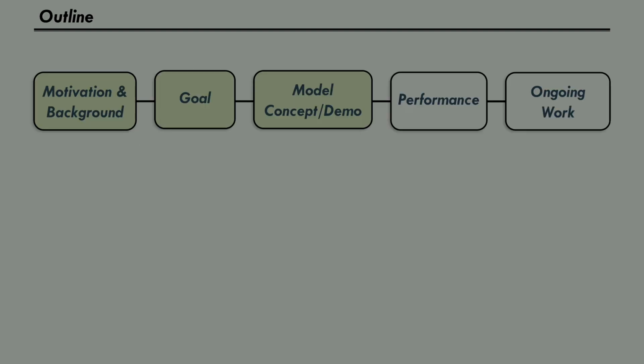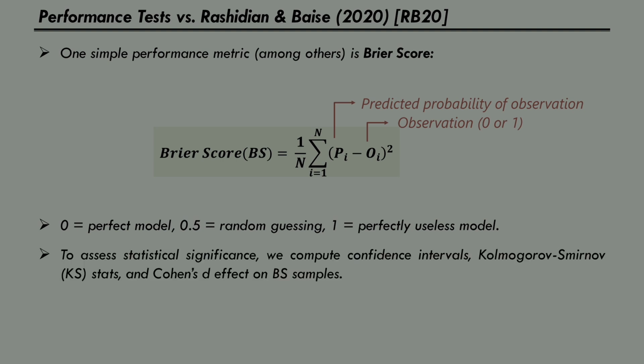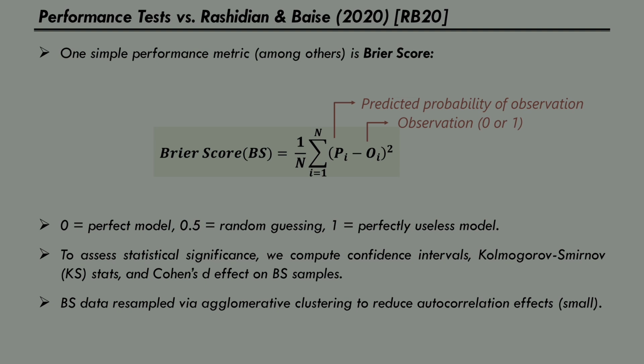So to say a little bit about performance quickly, we did a series of tests against the Rishidian and Bayes model. We used Brier score, which is basically mean square error for probabilistic classifiers. And so 0 is what you want. And we did a few different things to establish statistical significance given the finite sample uncertainty. I won't really say what we did. I'll just tell you what the results seem to indicate.